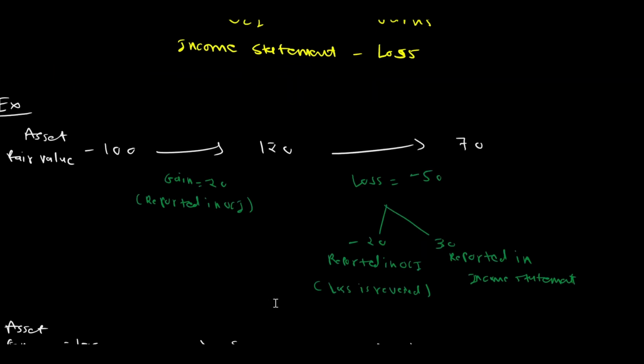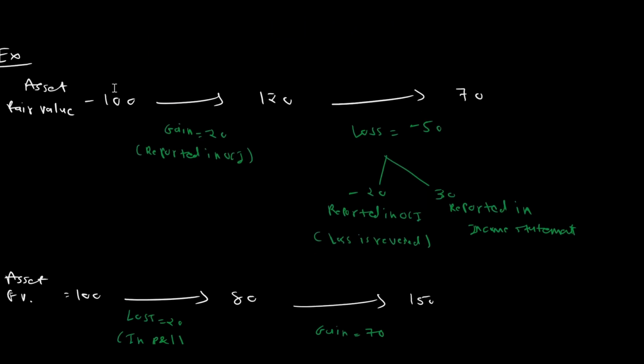So let's understand with an example. For example, I have 100 rupees of asset. In the next year I check and its fair value is 120. So 20 rupees of gain I report in the OCI. In the next year it comes down to 70. So I have a 50 rupees loss. So what I will do is reverse that OCI gain from last year. I will subtract the 20 rupees from the OCI and show 30 rupees as a loss in the income statement.